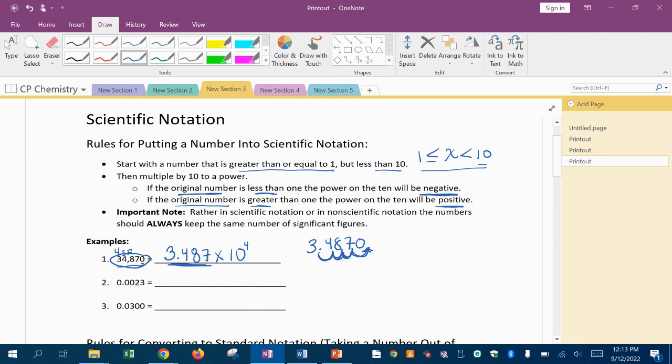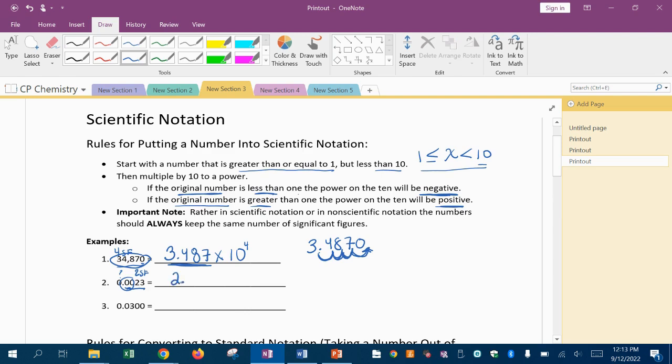Okay, let's try another one. So this time I have 0.0023. So how many significant figures are in 0.0023? The question really is, are these zeros significant? The answer is no, they're not. Those are just placeholders. They are not at the end of the number and to the right of the decimal. Yes, they're to the right of a decimal, but they're not the end of the number. They're not after the 3. So they're not significant. So here we have 2 significant figures. So when we cross into scientific notation, we want to keep 2 significant figures.